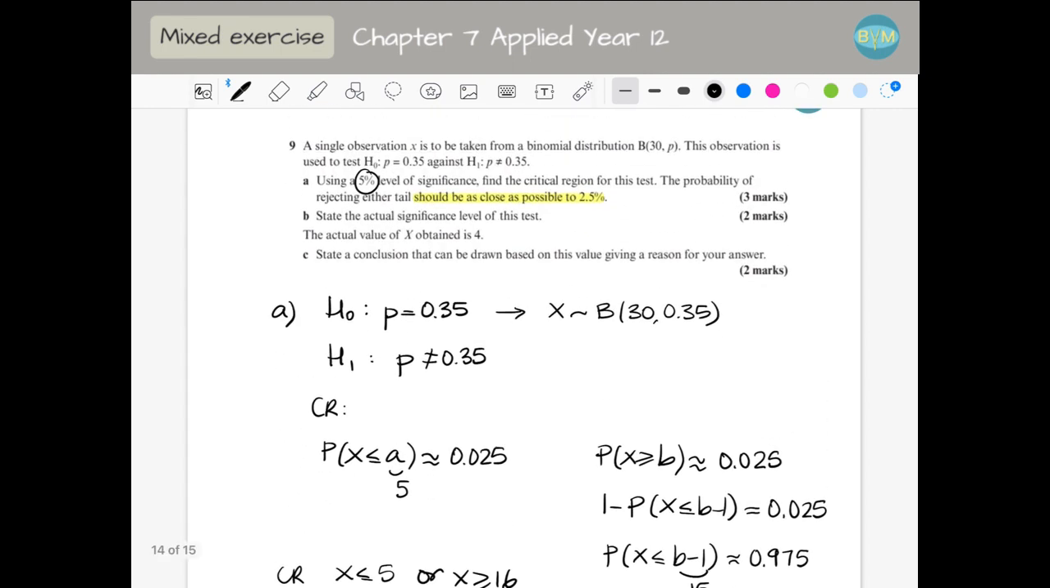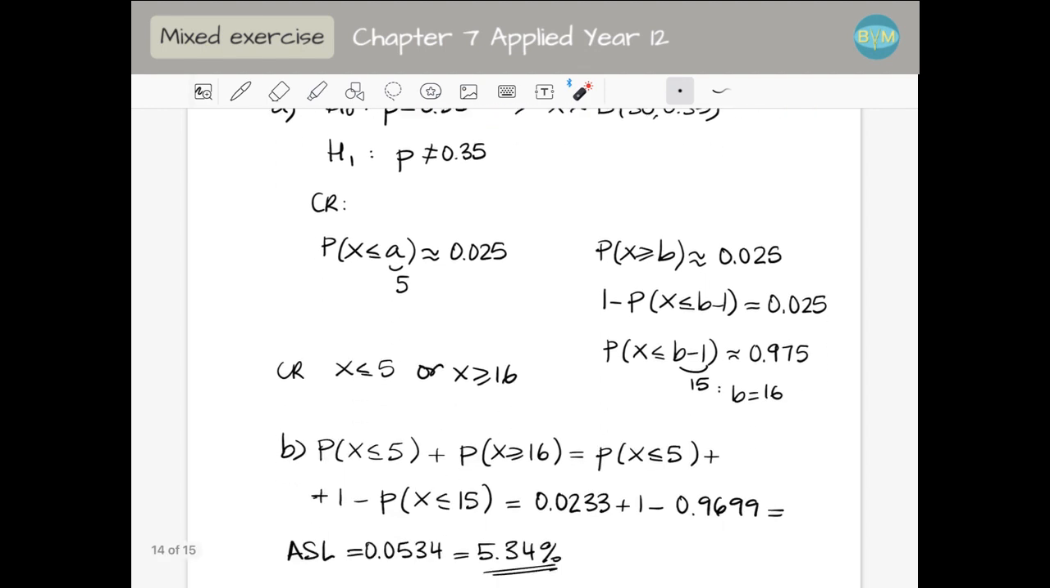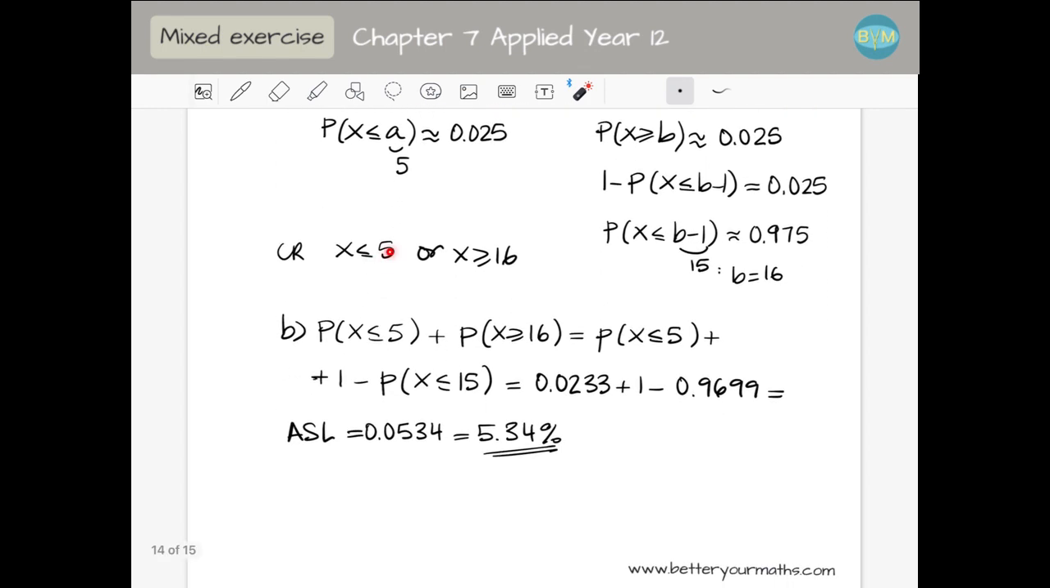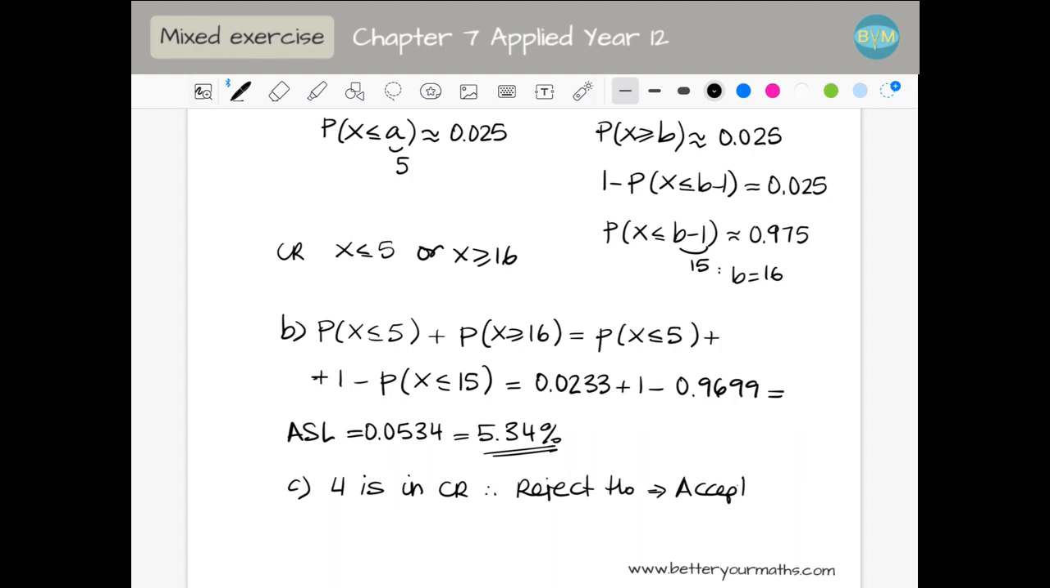And then the actual value of x obtained is 4. State a conclusion that can be drawn based on this value, giving a reason for your answer. So x is 4. 4 is smaller or equal than 5, so it falls in the critical region. Therefore, we have to reject H0, and when we reject, we accept the alternative. That's why it's called alternative, yeah? So we have to accept H1.